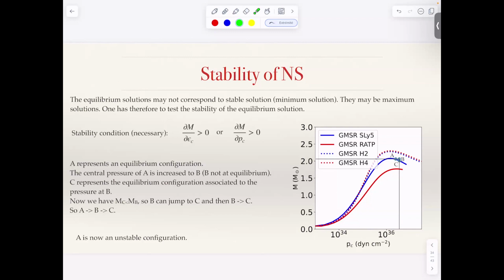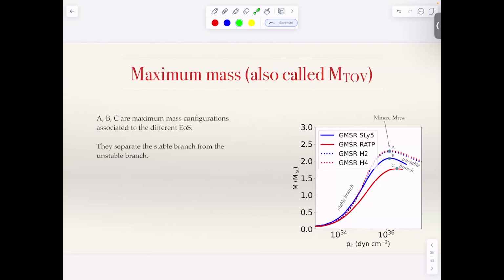But the simple thing I wanted to show, or which it illustrates, is that you have two branches: a stable branch that we discussed at the beginning, so this branch here, and the unstable branch here. And what makes the difference between these two branches is what we call the maximum mass. So these points A, B, C are there, and what they do is localize, for a given equation of state, what is the maximum mass of the system and what is the maximum density associated to the system.